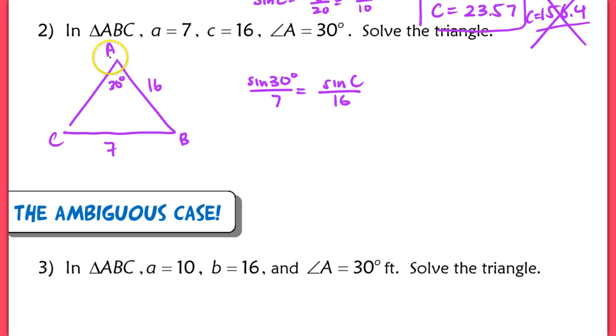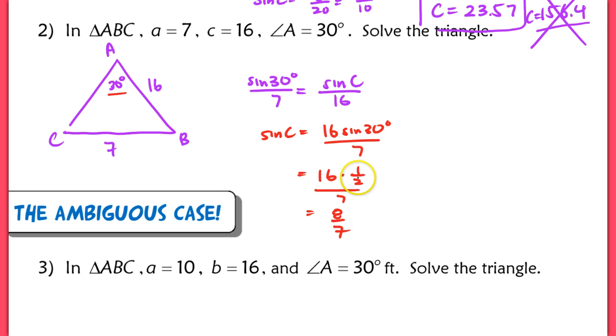So again, I just want to reiterate that we're doing angle, side, side. So we're given an angle and then side, side. All right, now to solve for c here, very similarly, we have the sine of c is equal to 16 times the sine of 30 over 7. Now if we simplify here, we have 16 times the sine of 30, which is going to be 1/2 again, over 7. Well here, 16 times 1/2 is 8, divided by 7 gives me 8/7.